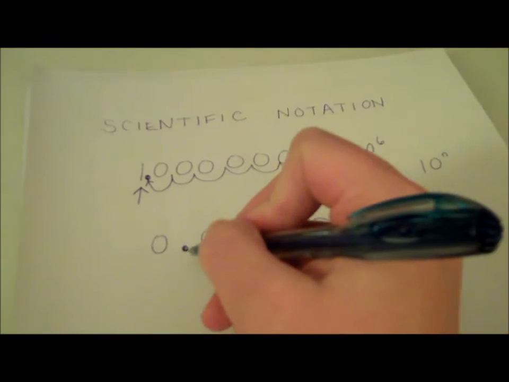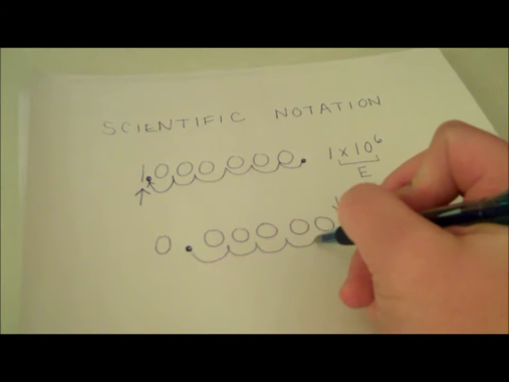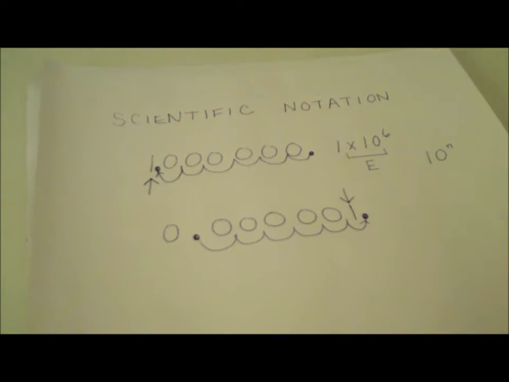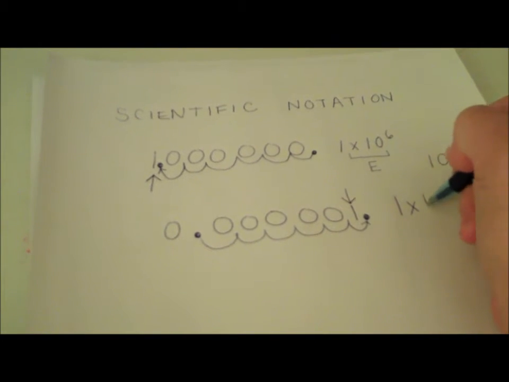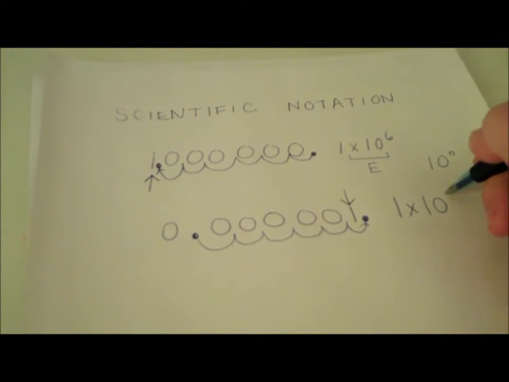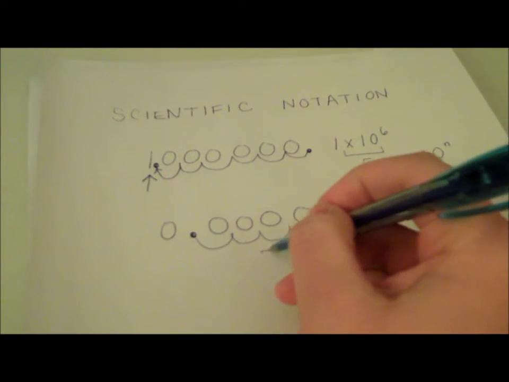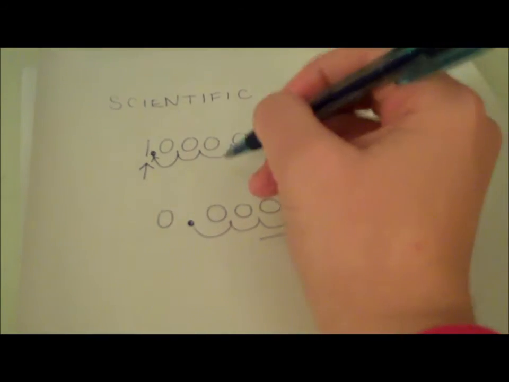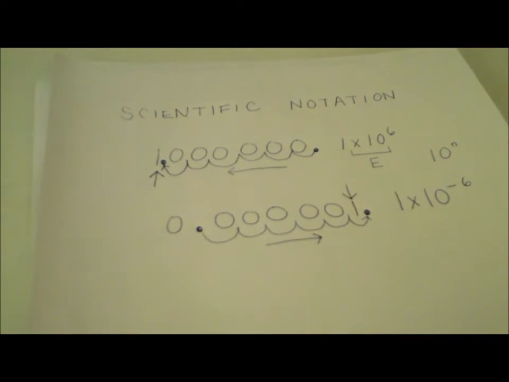Now let's count over. It's going to be 1, 2, 3, 4, 5, 6. Now the way we're going to write it, we're going to have our coefficient 1 times 10 to the negative 6. Because we were moving to the right, it is going to be a negative 6. Last time we moved to the left, which made it a positive 6.